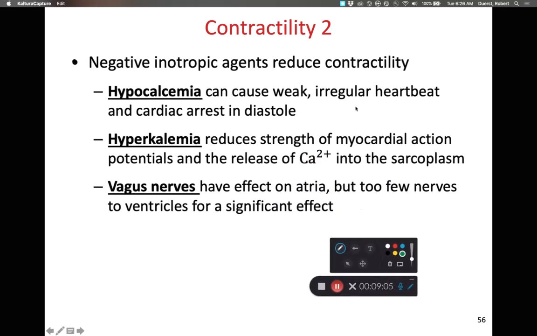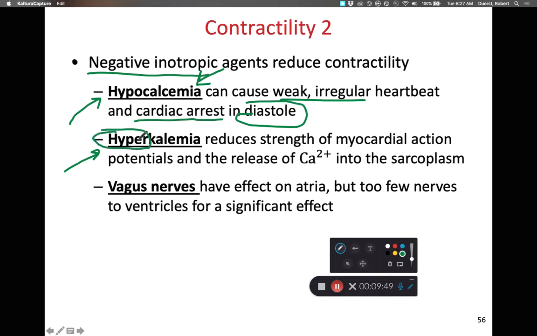So as we look at these inotropic agents that can reduce contractility, these negative inotropic agents, we have hypocalcemia, which is the opposite of hypercalcemia. So instead of having too much calcium, we have low blood calcium levels, and that's going to reduce the strength of contraction and give us a weak, irregular heartbeat because it's very difficult for us to initiate the cross-bridge cycle. A lot of times the heart will just arrest or stop its contraction-relaxation cycle when somebody's suffering from hypocalcemia.